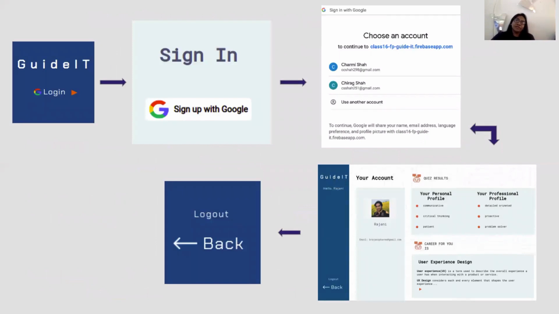In our GuideIT project, on the home page, we have a button called login. By clicking that button, it redirects to the sign-in registration page where the user can sign in with the Google button. That gives a pop-up window where they can choose a Gmail account. If the user authenticates successfully, they are redirected to the profile page where they can see the quiz results if they have done the quiz before. And we also have a logout button that signs the user out.